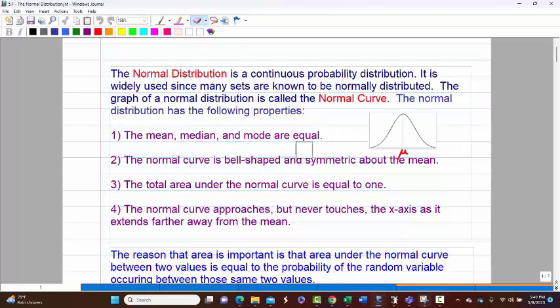The mean, median, mode are the same, and they're right here in the middle of the graph. The normal curve is bell-shaped and symmetric about the mean. Means you take one side and fold it over, it'll perfectly fit on the other side. The total area under the curve is equal to 1.